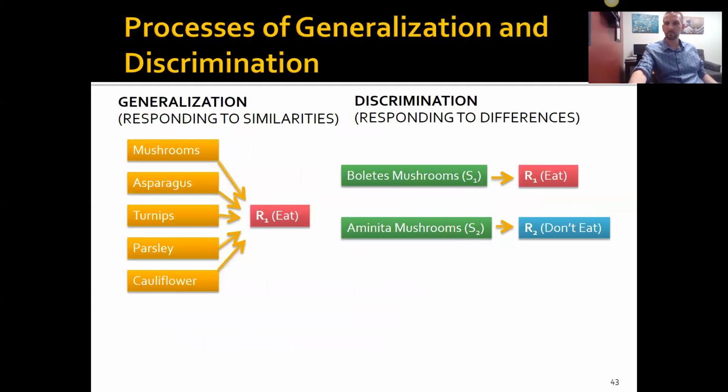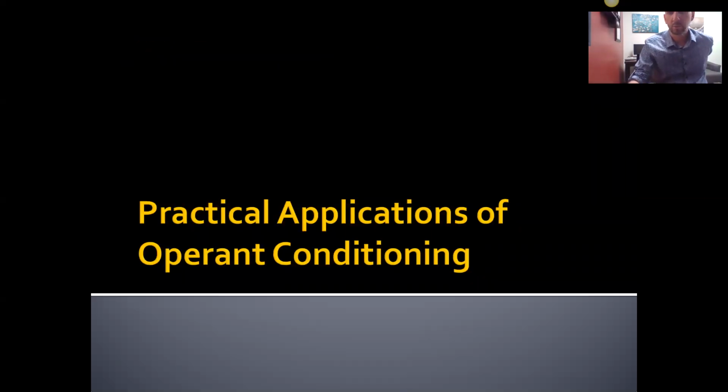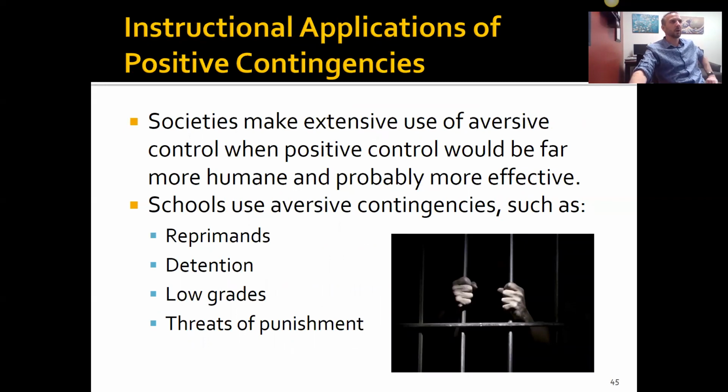I'm going to skip over this for sake of time. So how do you use operant conditioning? Society tends to use a lot of aversive control. We use things like reprimands. We chastise kids for their behavior. We use things like detention. We give kids who don't do well low grades. We might have threats of punishment. We might use prisons, things like that. So society has used aversive contingencies.